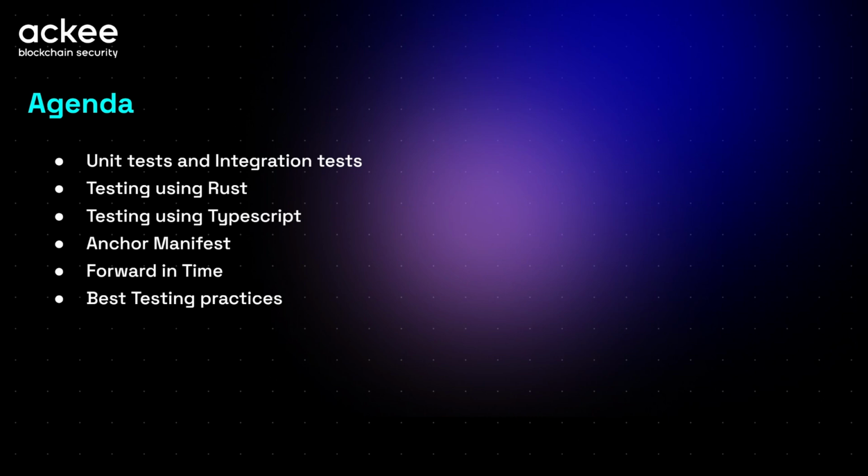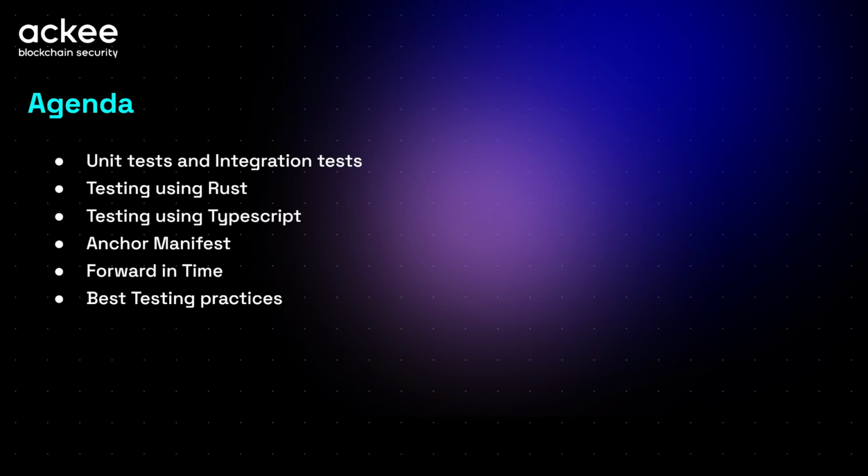Most of you already probably know what these types of tests are and what the differences are, but for those who don't know, we would like to describe the tests and also the differences. The second part is going to be about testing using Rust, in this case the Solana program test crate. Then we are going to talk about the second approach, which is testing using TypeScript. I would say this is currently standard on Solana, as this is the default behavior for Solana programs written using the Anchor framework.